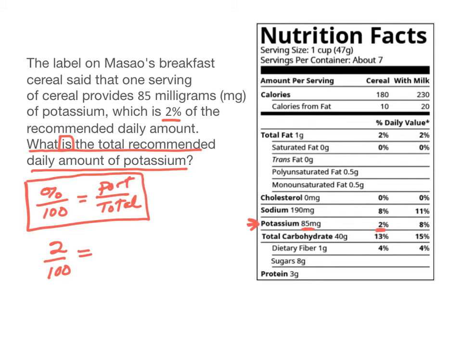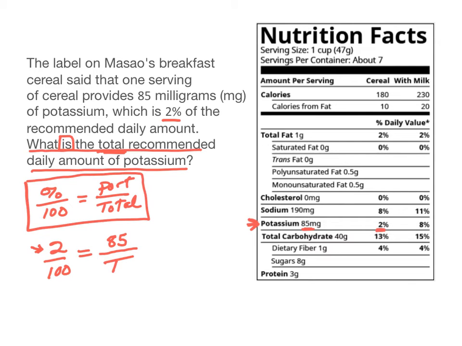Okay. Now, that 2, this is important here because remember in proportions, the left side and the right side have to match. Okay. So that 2 is 2%. That is what potassium is giving you. Potassium is also giving you 85 milligrams. Okay. So we have 85 milligrams. That's the part that is potassium. And we want the total. What is the total? So you look at the question. What is the total recommended daily amount of potassium? That's what we don't know. So that's our variable. You can use X if you wish.